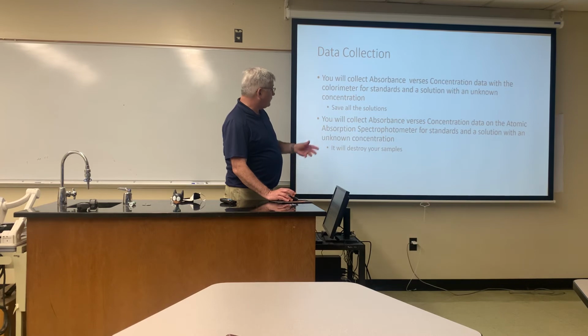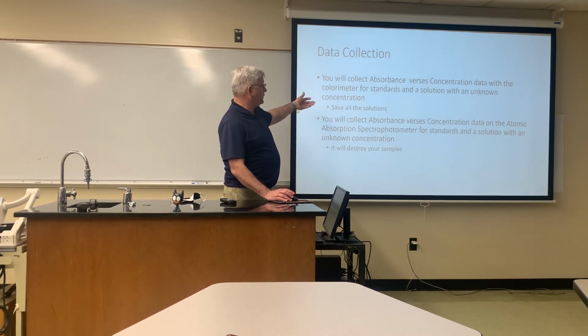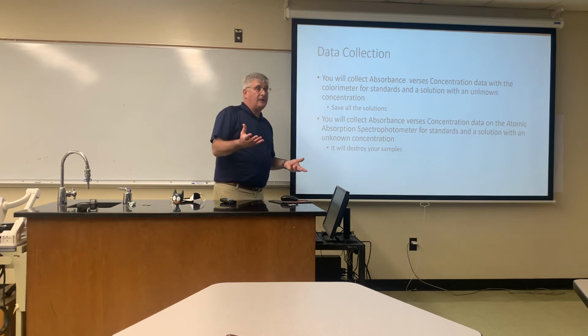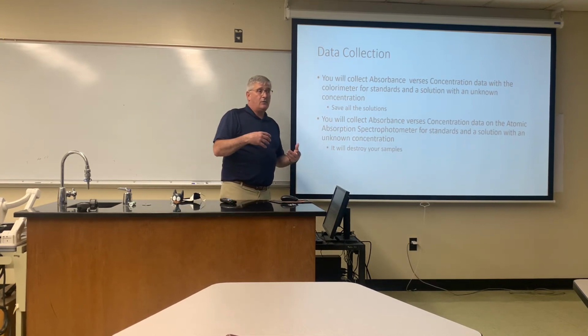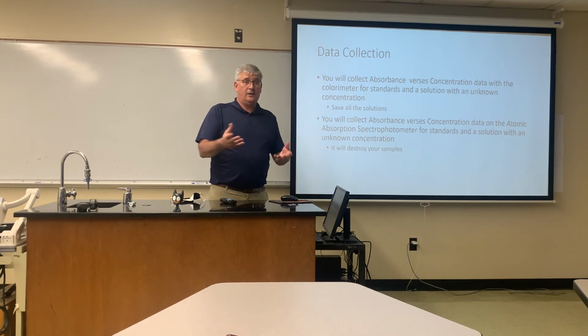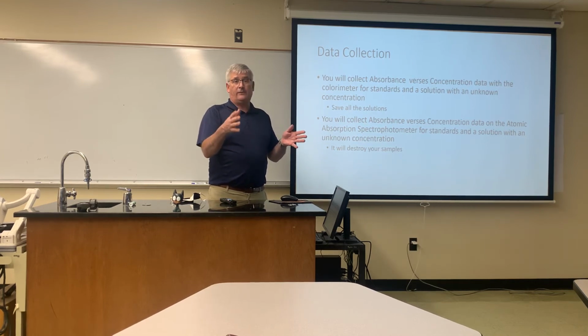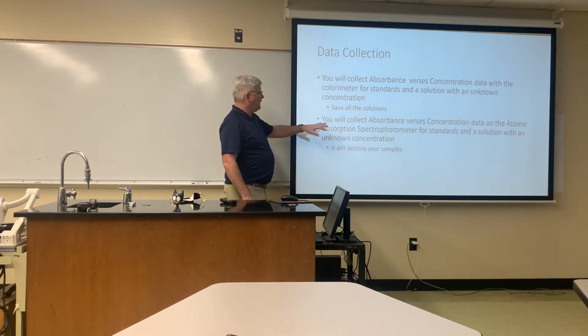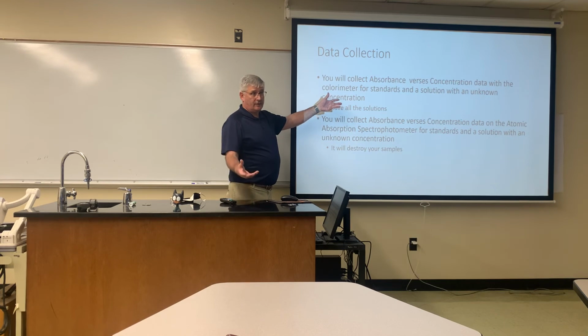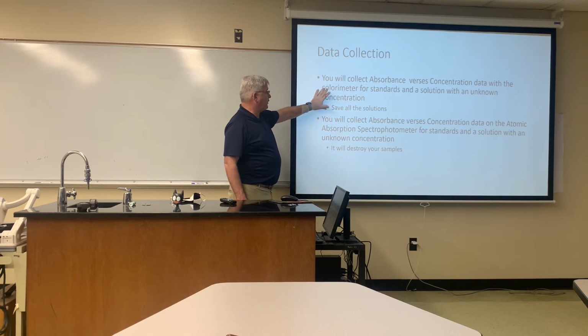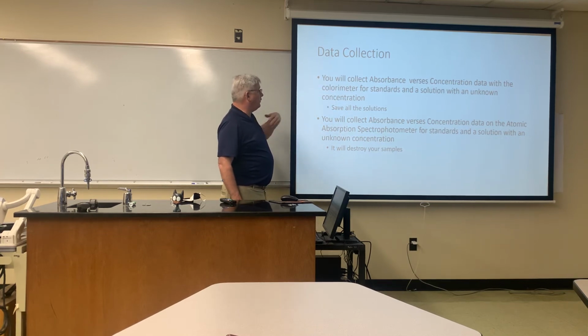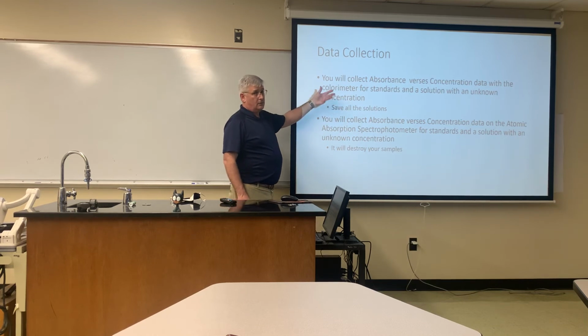Data collection: you're going to collect the absorbance versus concentration. We're going to do the same type of experiment that we did with the phosphate lab, where we take our colored solution and scan the spectrum from 400 to 800 nanometers in the visible part of the spectrum. We find the peak, the maximum absorbance, and then we set our instrument to that and run our samples to create a calibration curve. Then we'll run our unknown, and we'll use the calibration curve to determine the unknown's concentration.